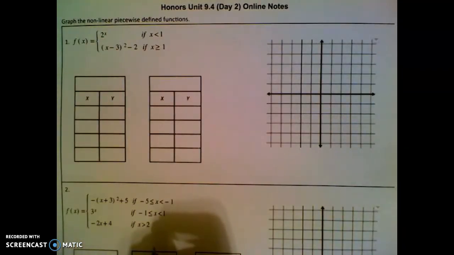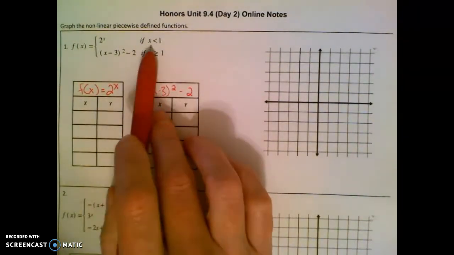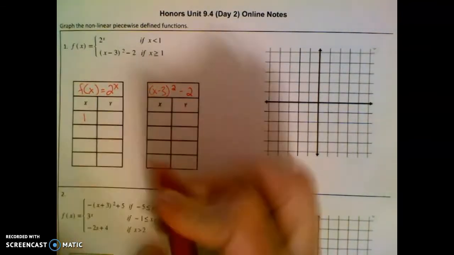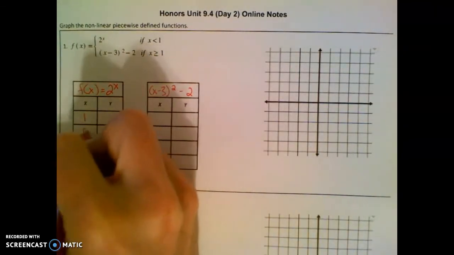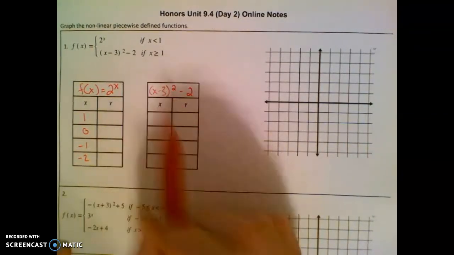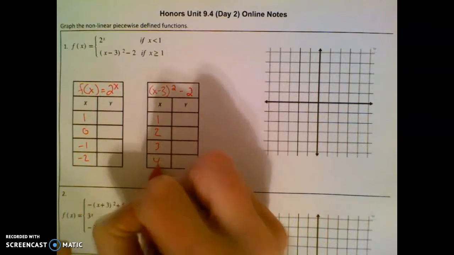All right, so let's go ahead and fill in our tables. Again, just split it up into parts, and then write down your numbers. So whatever number I give you, you have to use. So 1 has to go on there. Numbers less than 1: 0, -1, -2. Going over here, a 1 as well. And then numbers that are greater than 1, so 2, 3, 4.